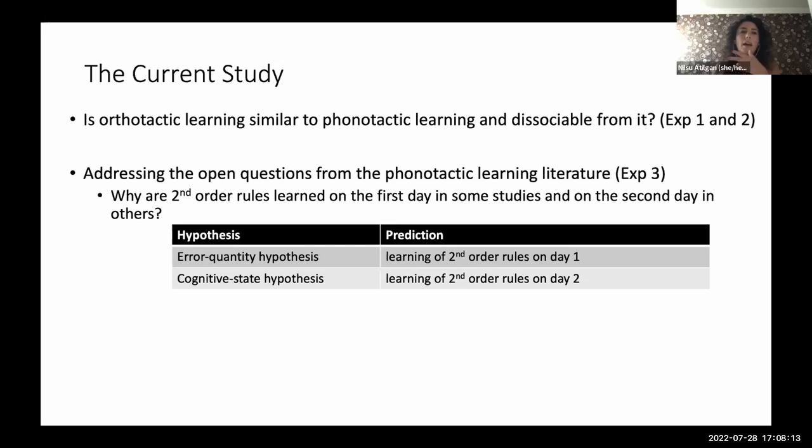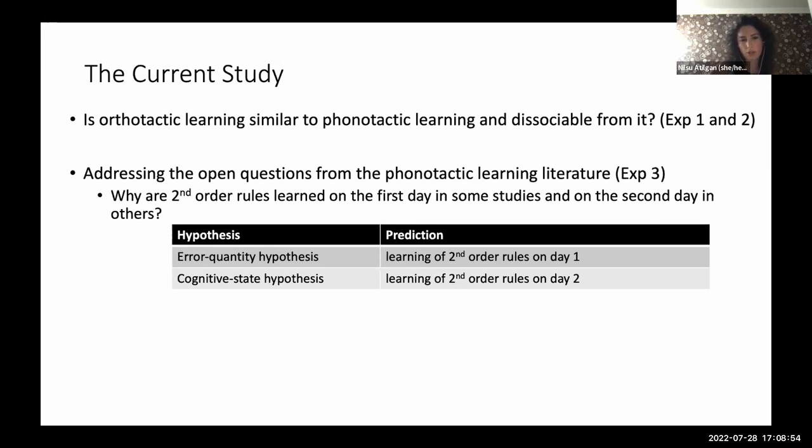Since adults have less expertise in typing compared to speaking, they are expected to make more errors in a typing study. So in that case, the error quantity hypothesis would predict learning of second order rules on day 1 for adults in orthotactic learning. A second possibility is the existence of qualitatively different learning patterns in child versus adult cognitive systems. This would suggest the cognitive states hypothesis. Based on this, the number of errors should not drastically alter the pattern. Adults would still not learn the second order orthotactic constraints on day 1, even with more errors.